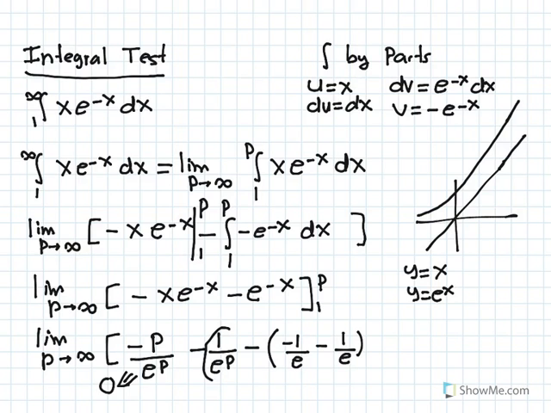And 1 over e to the p also approaches 0 as p approaches infinity, because the numerator is just a constant and the denominator is an exponential function, so the ratio approaches 0. So the result is going to be negative times negative 2 over e, so the answer is 2 divided by e. That means the integral converges and has the value of 2 over e.